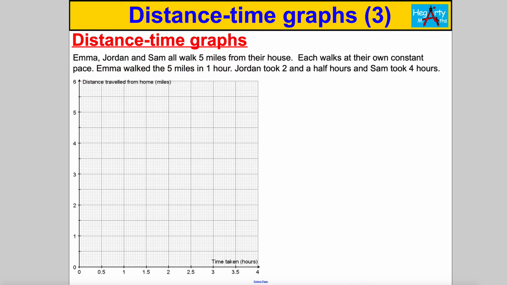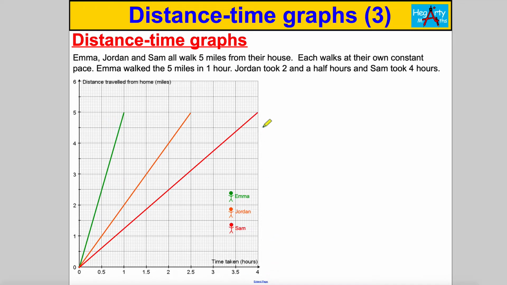But if we were to draw a distance time graph, these are usually quite useful. So for Emma, we can draw Emma in there. She goes 5 miles in 1 hour. Jordan took 2.5 hours to do the 5 miles, and Sam took 4 hours to do the 5 miles. Now, they all did the same distance, 5 miles, but they did it in different times, and this means that their gradients are different. The gradients of these lines are different. This one has the steepest gradient, Emma, she's going fastest. This one has the shallowest gradient, it's Sam's, and she's going slowest. So the gradient does tell us about the speed, how quickly they're moving. And actually the gradient is the speed.